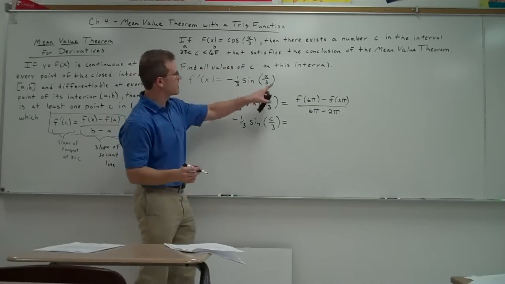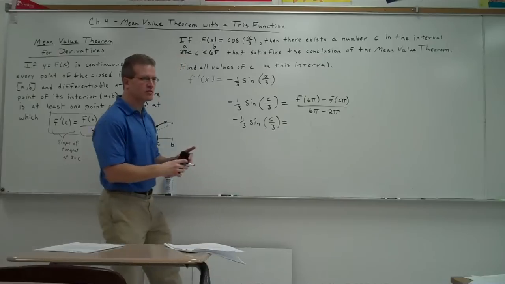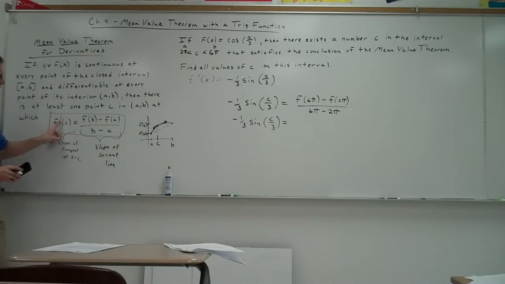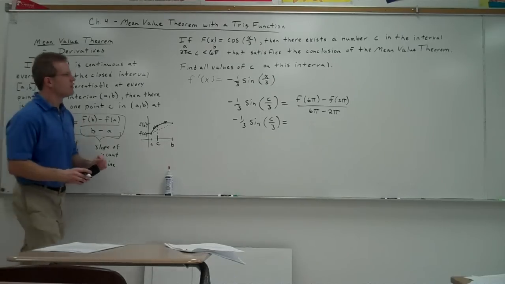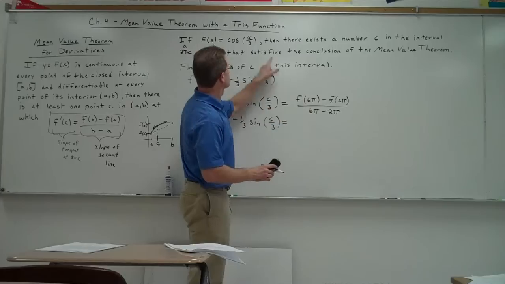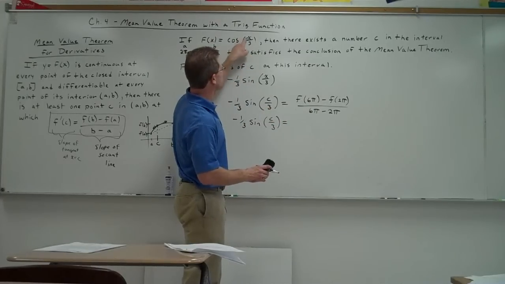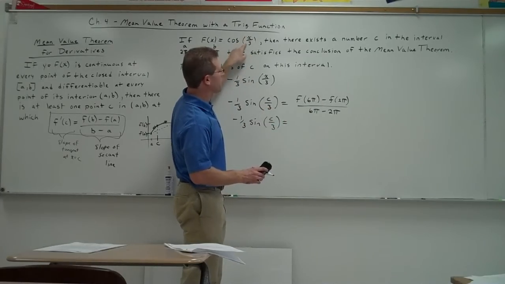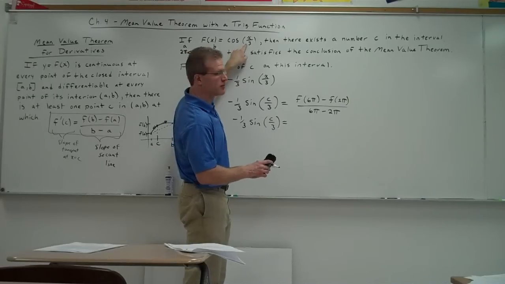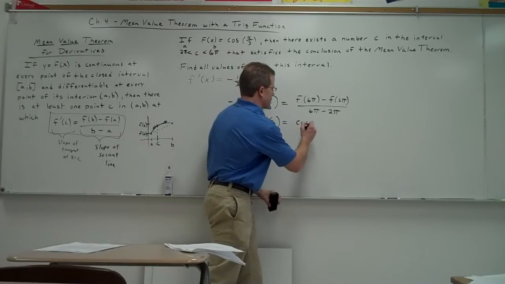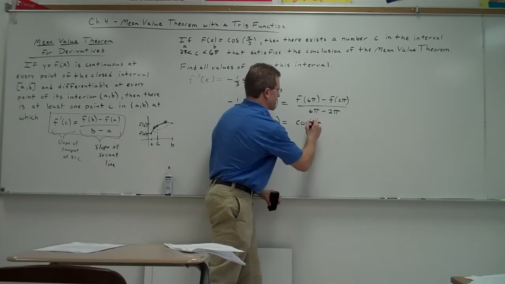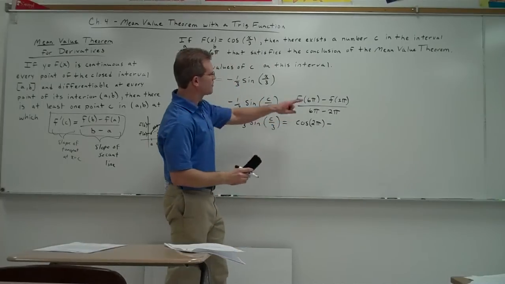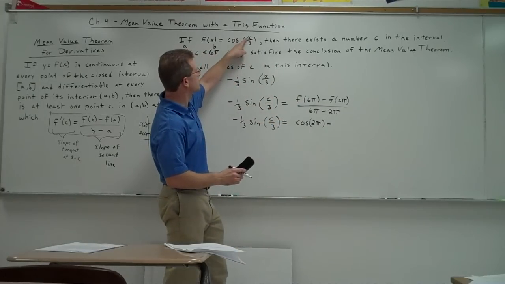That means you're going to plug 6 pi into your original equation. So notice this. Use the derivative on the left side. Use the original function on the right side. So f of 6 pi means plug 6 pi into the original function. So cosine of 6 pi divided by 3. What's 6 pi divided by 3? 2 pi. So you're going to end up with cosine of 2 pi. f of 2 pi. Put a 2 pi in there. So it's going to be cosine of 2 pi over 3.